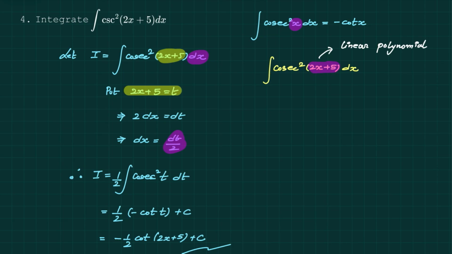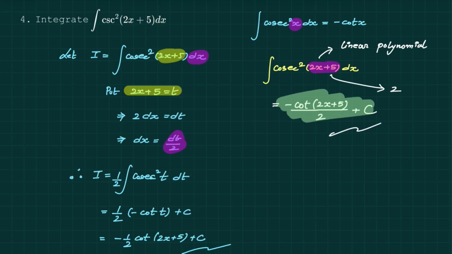We know that integration of cosec square x dx is minus cot x. So here it will be directly minus cot x. But we have to divide this answer by the derivative of 2x plus 5. The derivative of 2x plus 5 is 2 only. That's why we will divide this by 2, and we will obviously add the constant of integration. Hence the answer comes the same. So you can use this method only if there is a linear polynomial inside the function.